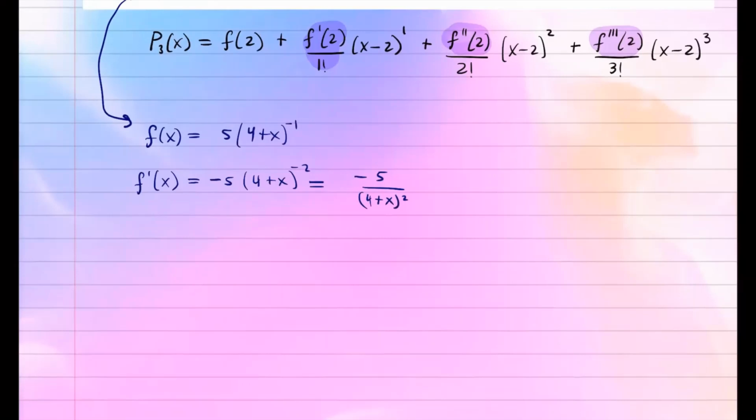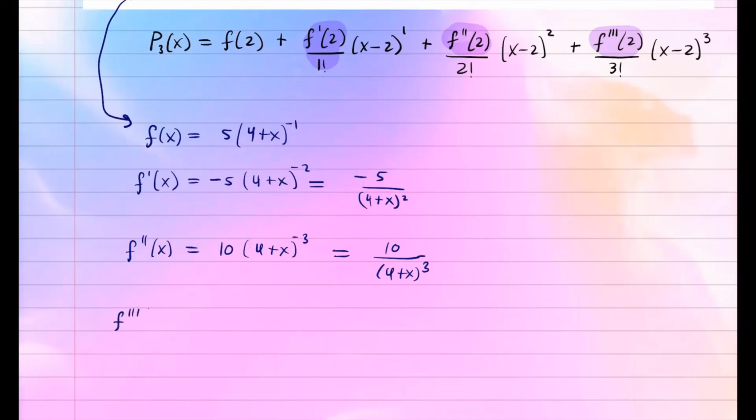Let's compute up to the third derivative. Then the second derivative of f of x: you bring down the power, subtract 1 from the power, and multiply by the derivative of the inside. So this would be 10 times 4 plus x to the power negative 3, times the derivative of the inside, which is 1. Again, I'm going to rewrite it like this: 10 over 4 plus x to the third power. And then one more to go.